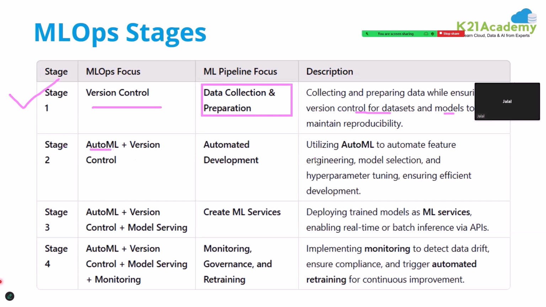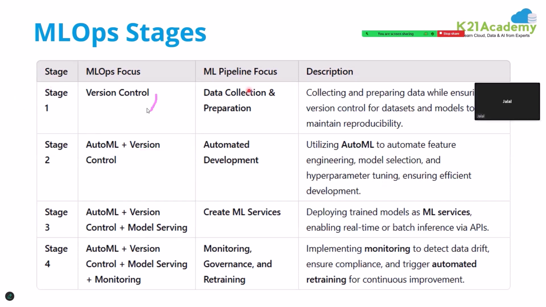When we say AutoML, here you are going to write a script which is going to automate feature engineering, model selection, hyperparameter tuning. All those things will be there. The third thing is, if you have this stage, you can move from AutoML plus version control. Here you can have model serving also.